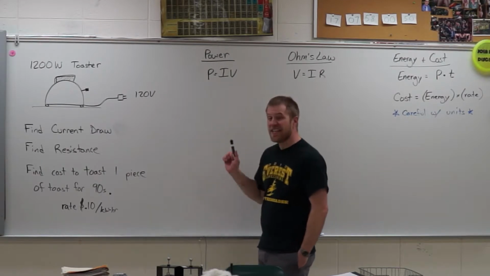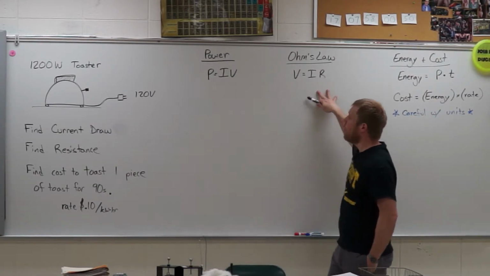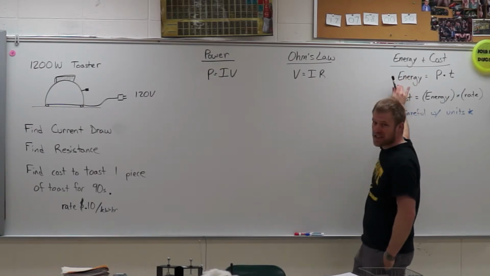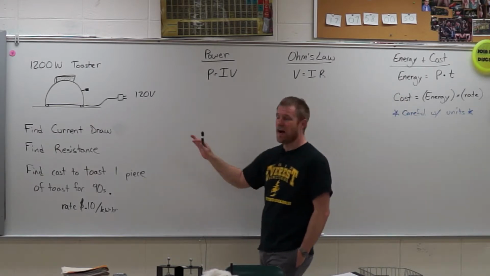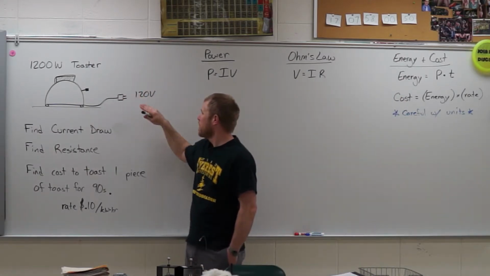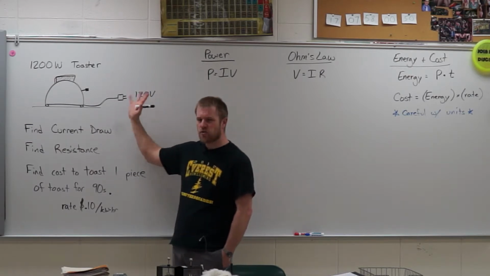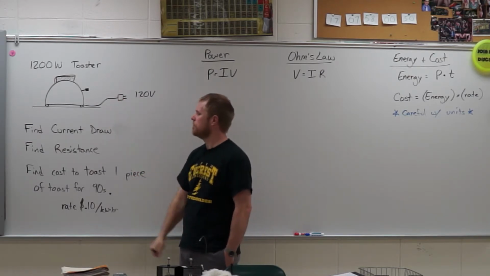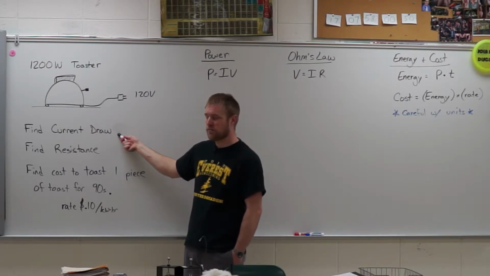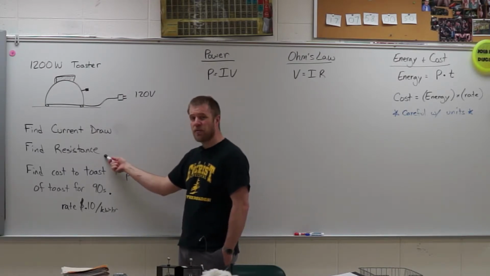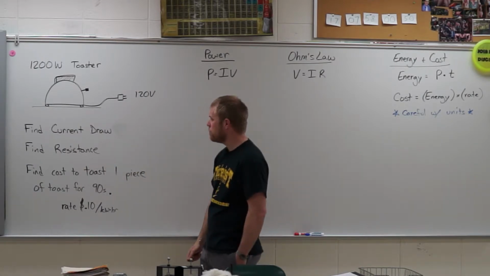All right. Today we're going to look at a whole bunch of properties: power, Ohm's law, and the cost and energy used for electricity. And we're going to focus in on a 1200 watt toaster connected to our 120 volt outlet. Now, we're going to treat this pretty generically, but let's go with it. So we want to find what's the current draw for your toaster.